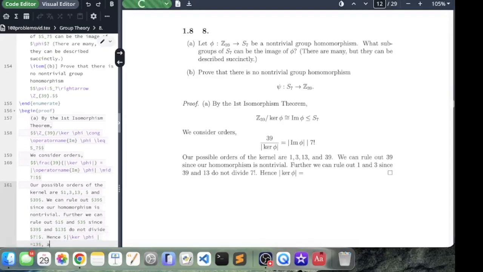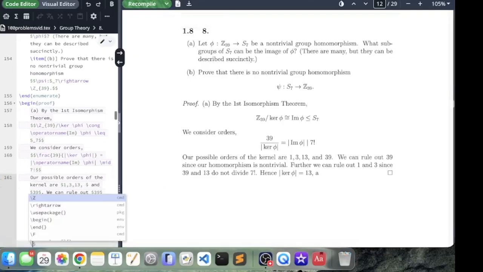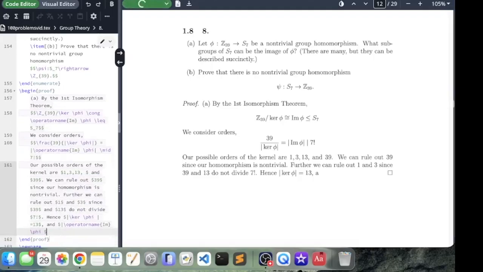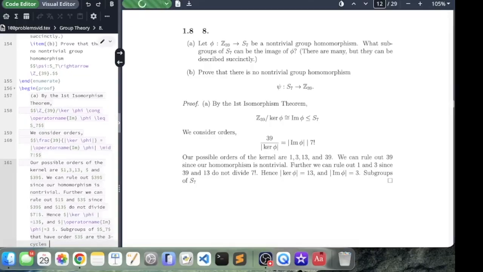And so the order of the image of phi is equal to 3. Subgroups of S7 that have order 3 are the 3-cycles, 3-cycles that look like this.